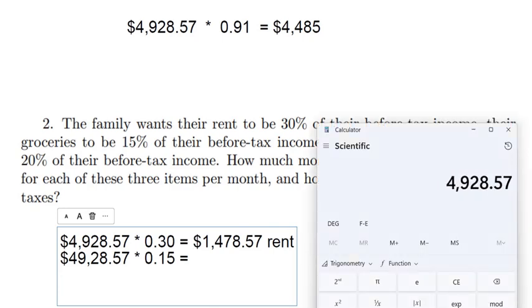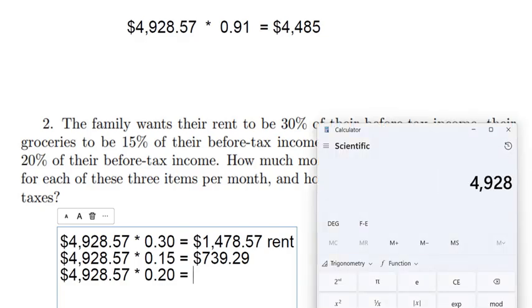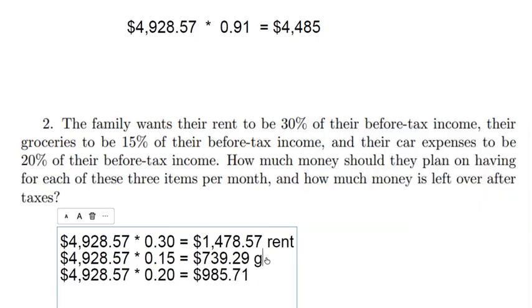Sorry, I missed the comma there. It's in the wrong spots. That one rounds up. And then we've got 4,928.57 times car expense to be 20% of their income. So these problems are supposed to be using roughly real world percentage numbers. It depends on everyone's situation, but this is for groceries. And then for our cars, plural maybe.